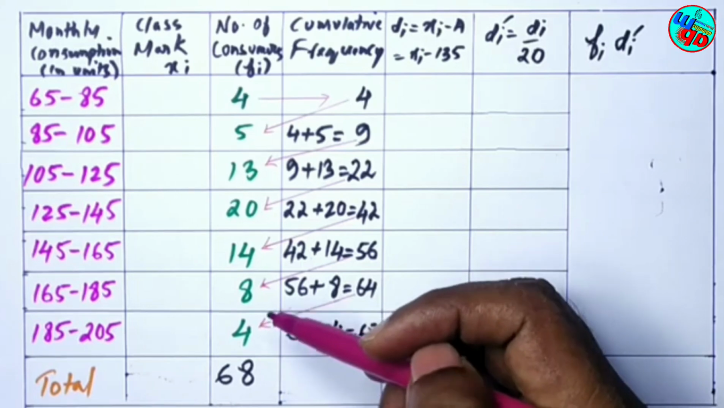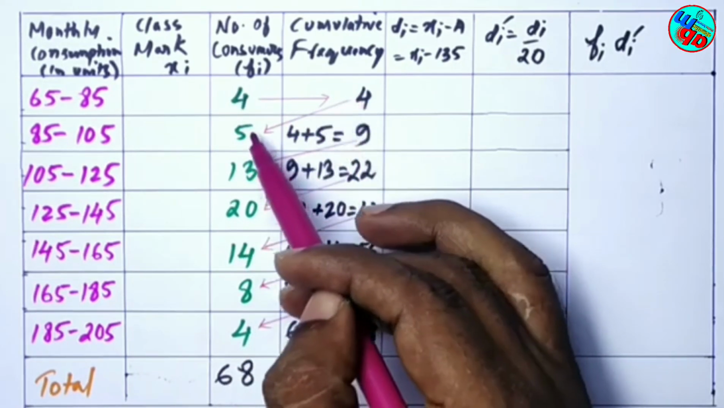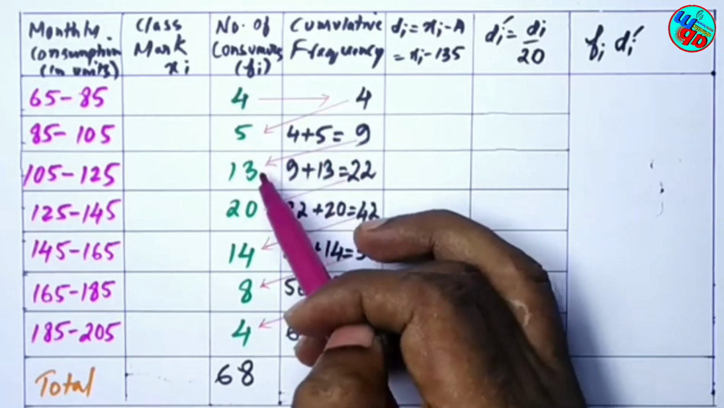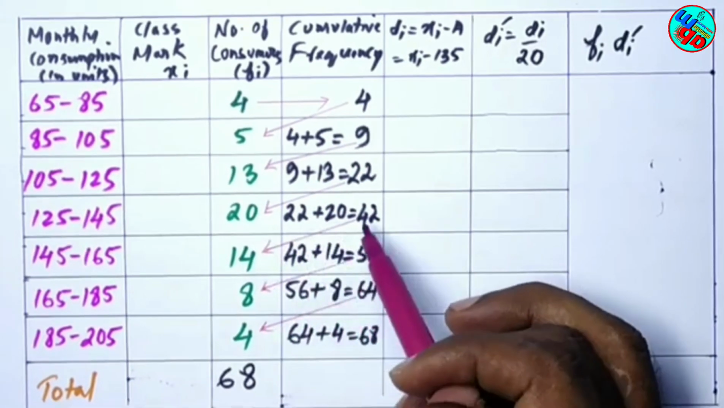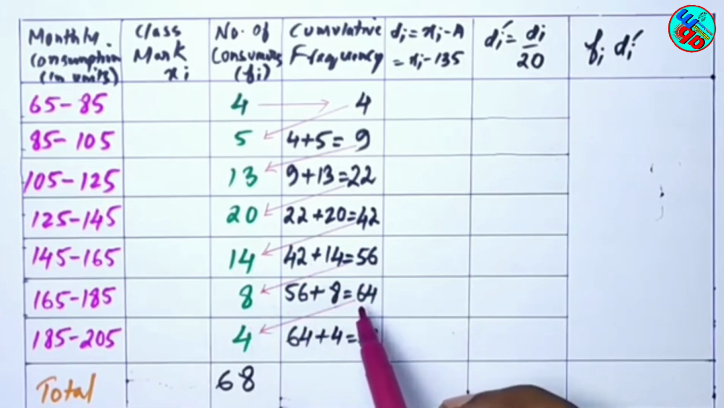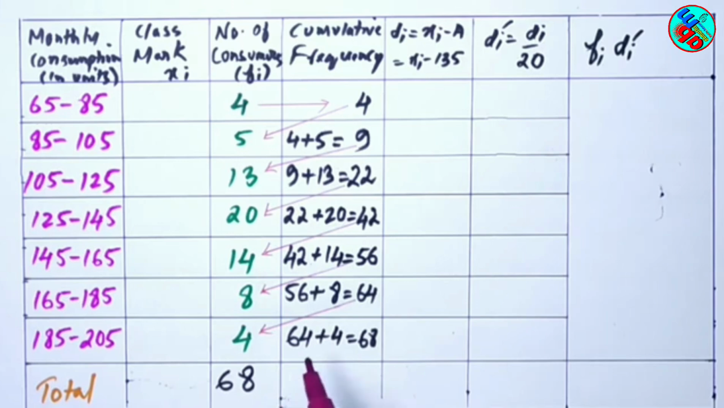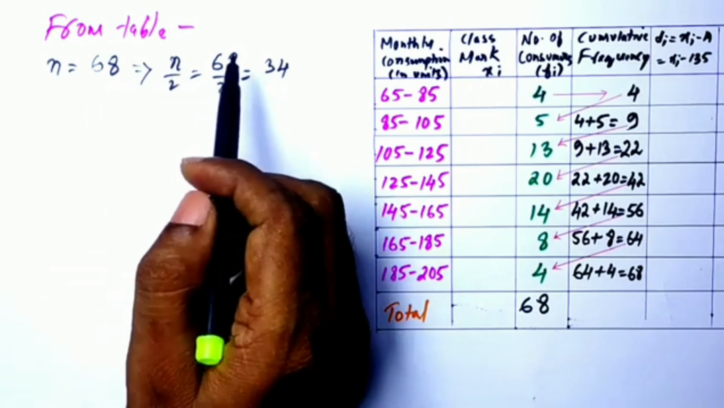Now to get the cumulative frequency we write this 4 here, and with this 4 we add 5, 4 plus 5 is 9, and with this 9 we add this 13, 9 plus 13 is 22. With this 22 we add 20 to get 42. 42 plus 14 gives 56. 56 plus 8 gives 64. 64 plus 4 gives 68, which is the total. So from the table we have n equal to 68, and we found n by 2, which is 34.